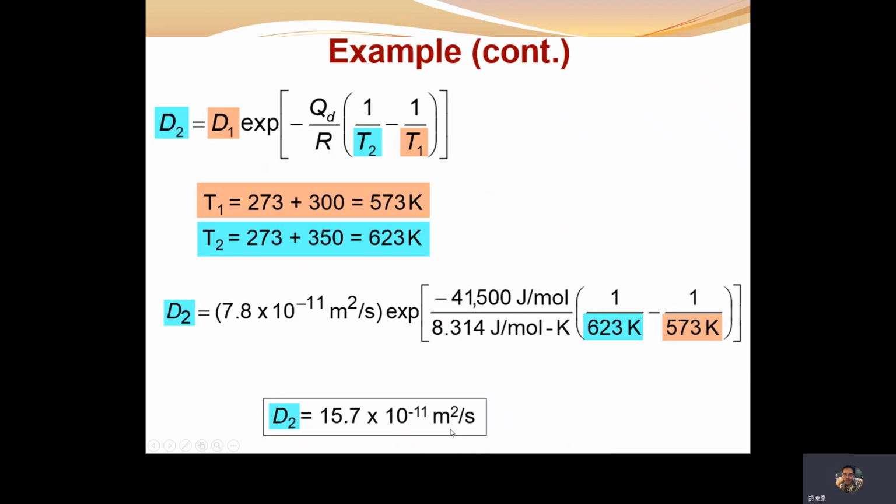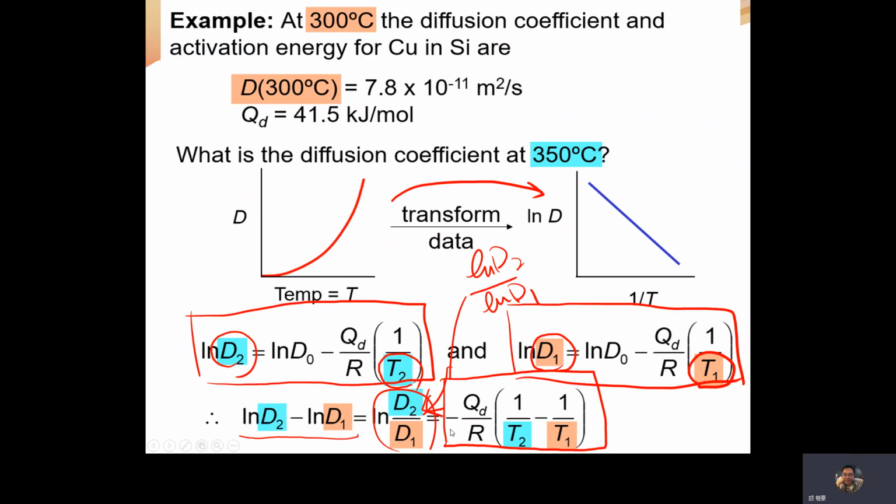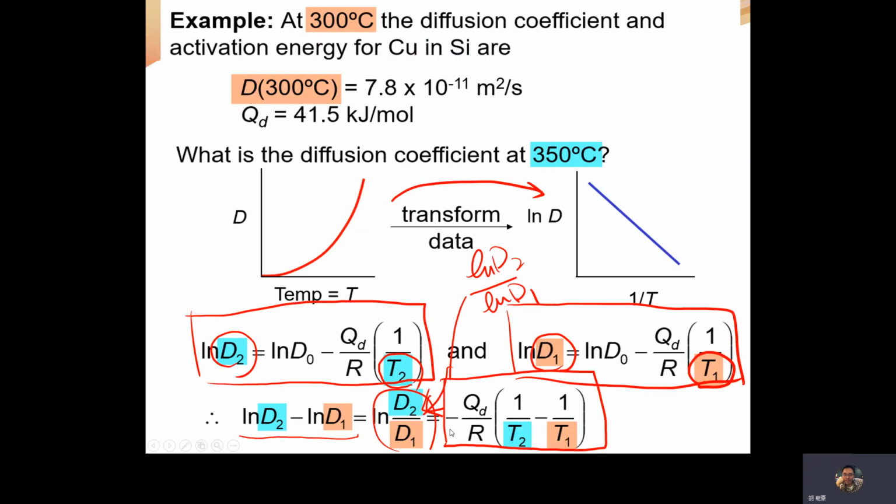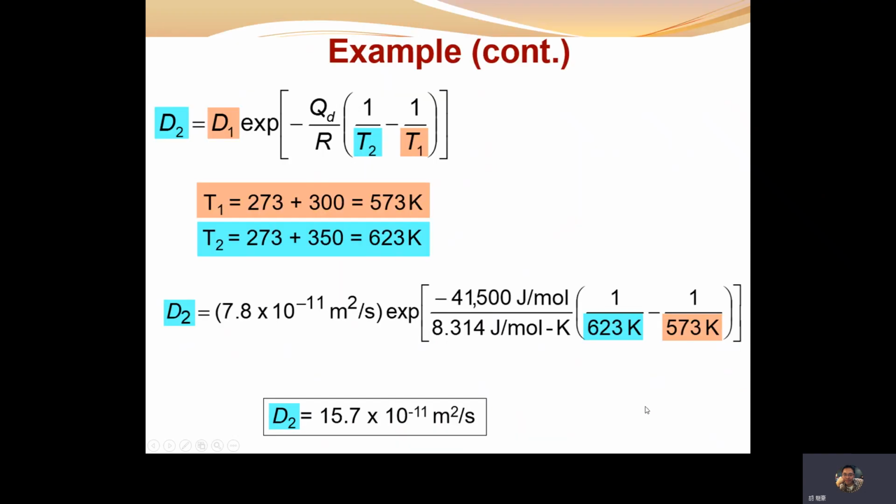And then we can transfer this term. We transfer this data from exponential function to linear function. Of course, we can convert it back to the exponential form. We can convert this function to the exponential function here.